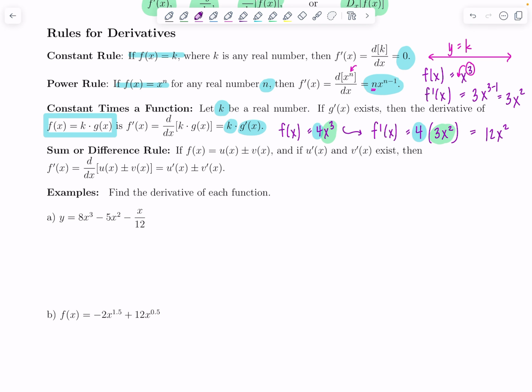You'll get to a point where you're just going to do that seamlessly in one step. You'll look at 4x cubed, bring the 3 down, 3 times 4, that's 12, and then subtract 1 from the exponent.